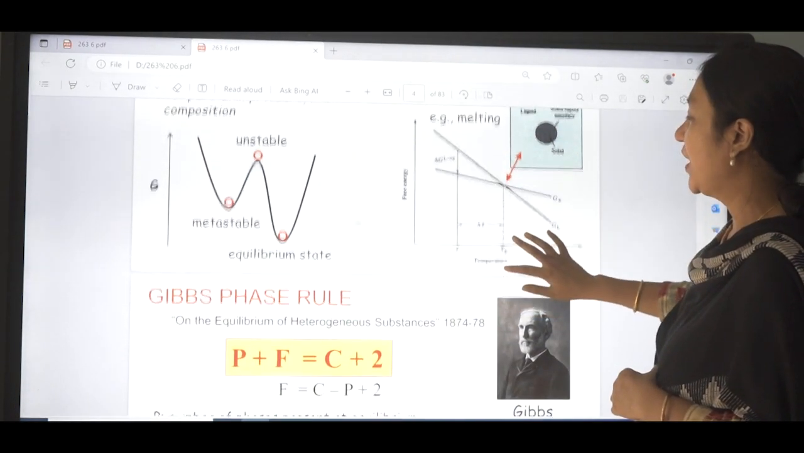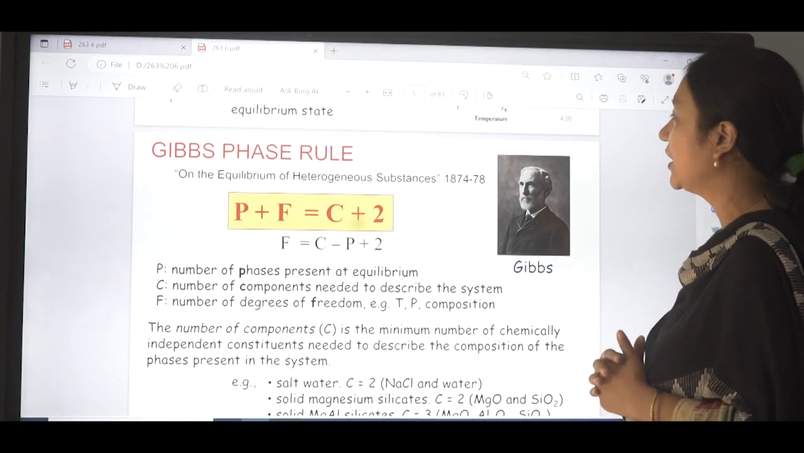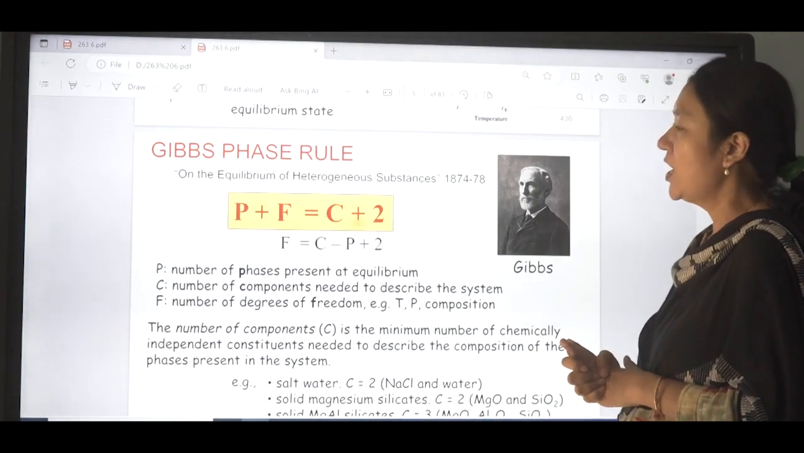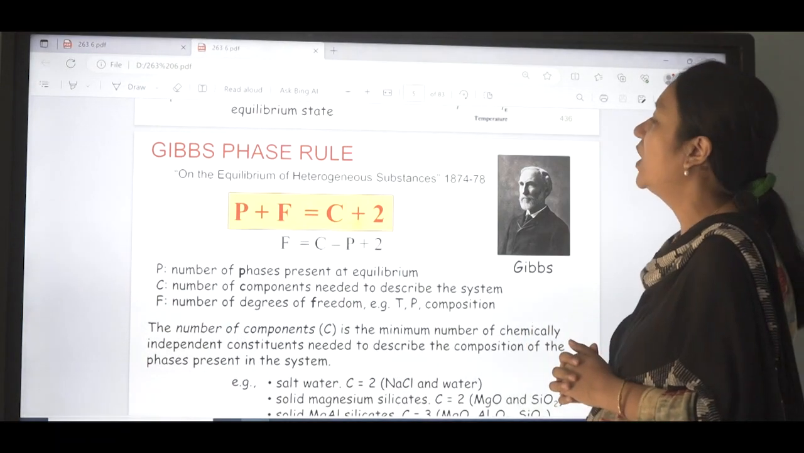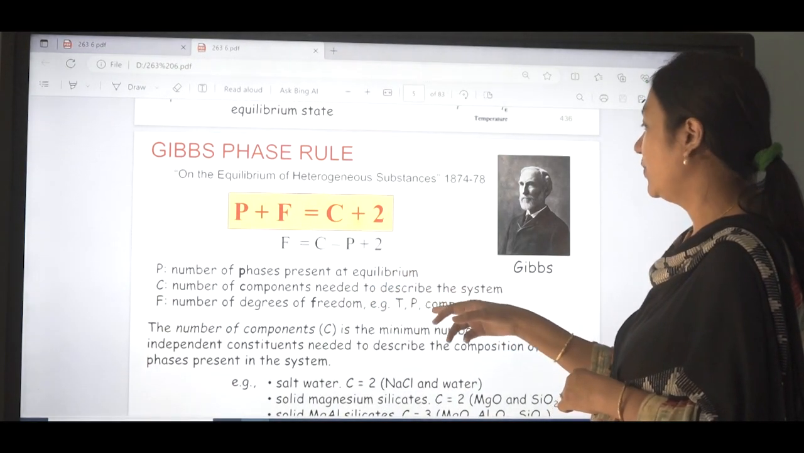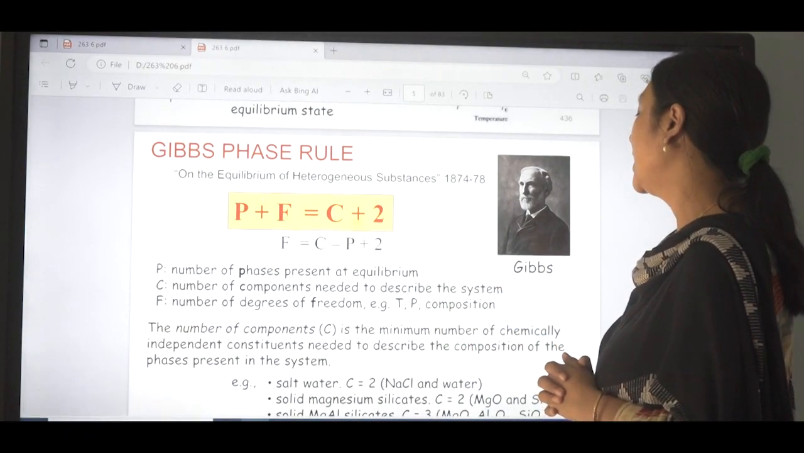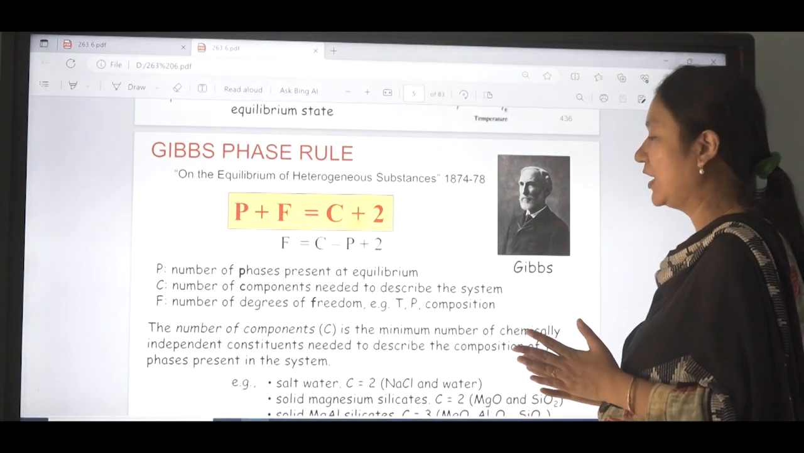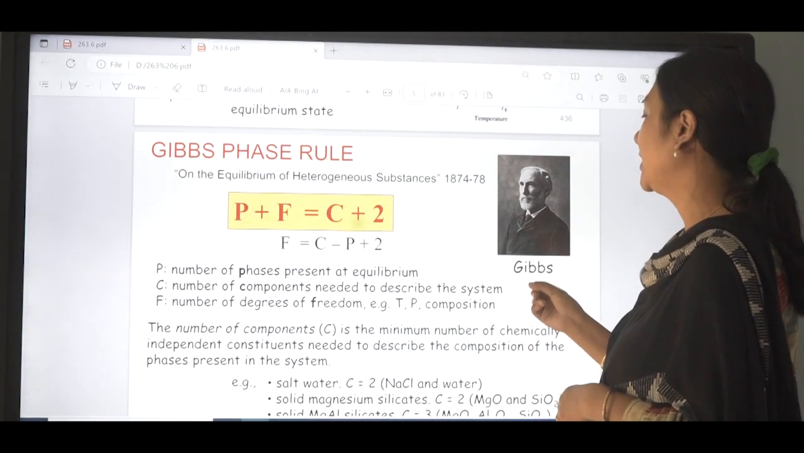Now, what is Gibbs phase rule? The scientist Gibbs has given us the Gibbs phase rule for heterogeneous substances, that is P plus F is equal to C plus 2, where P is the number of phases present at equilibrium, C is the number of components, and F is the number of degrees of freedom. The degrees of freedom can be any parameter like temperature, pressure, composition, etc.